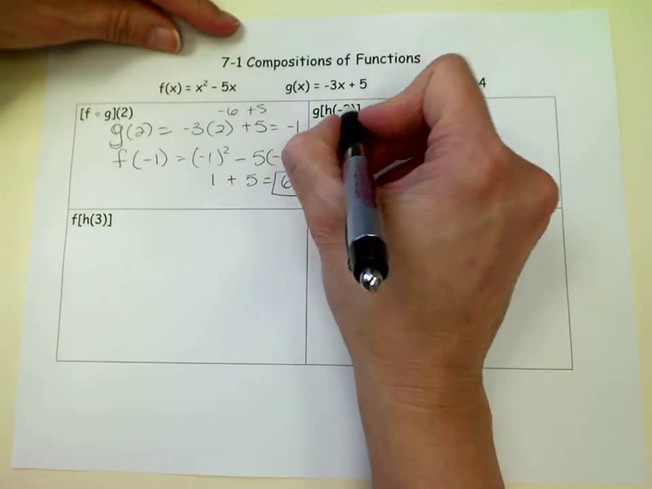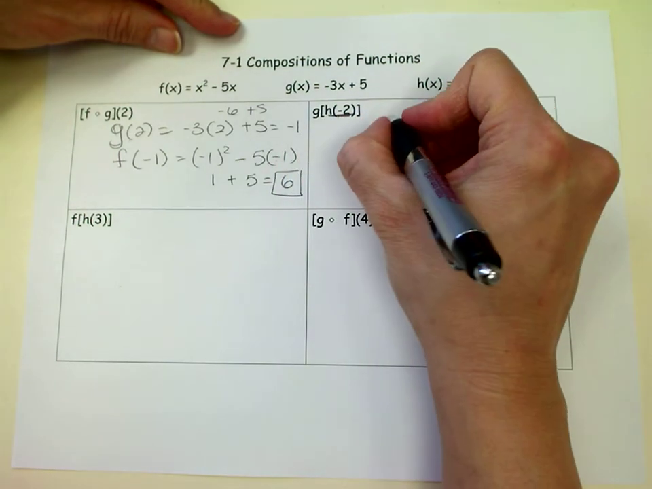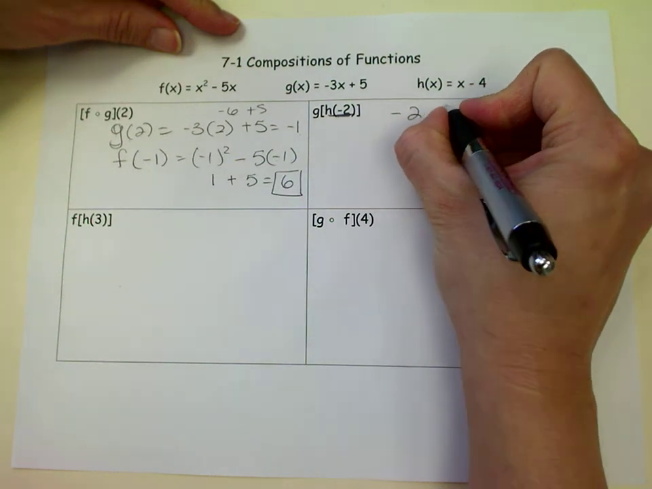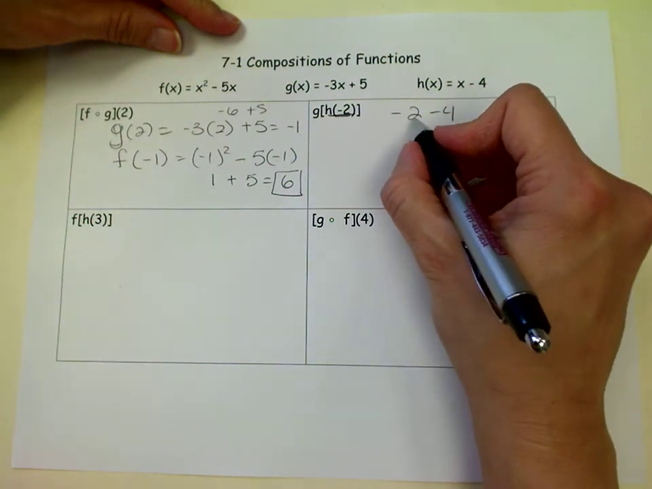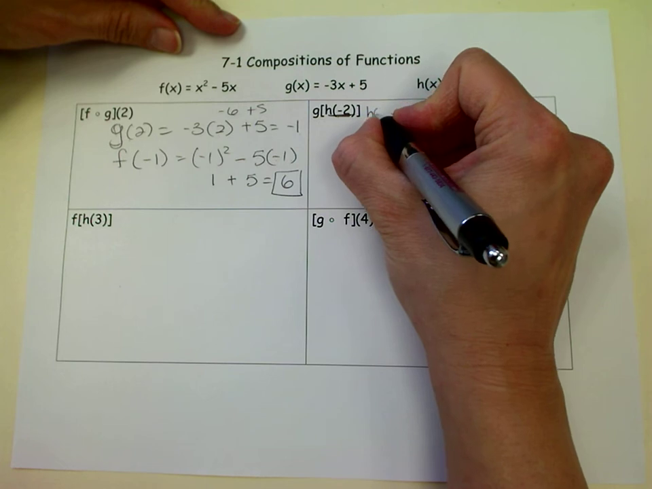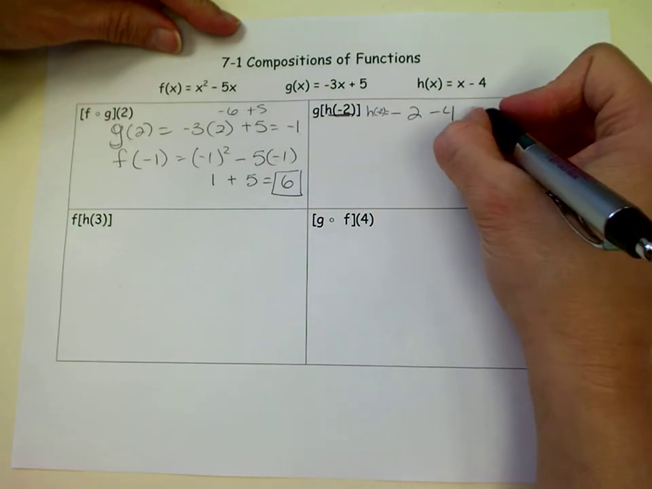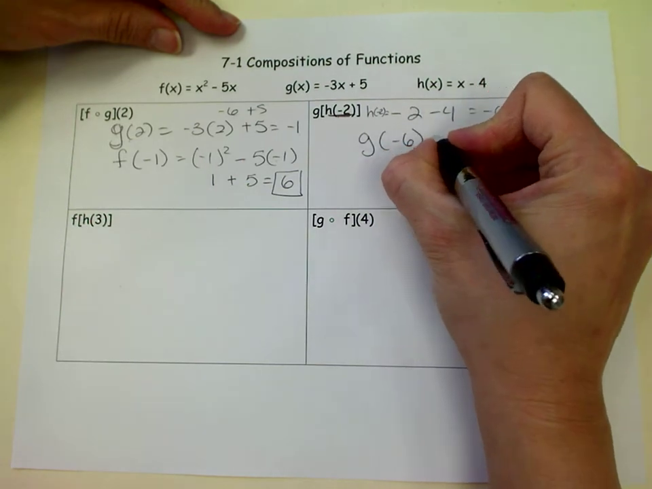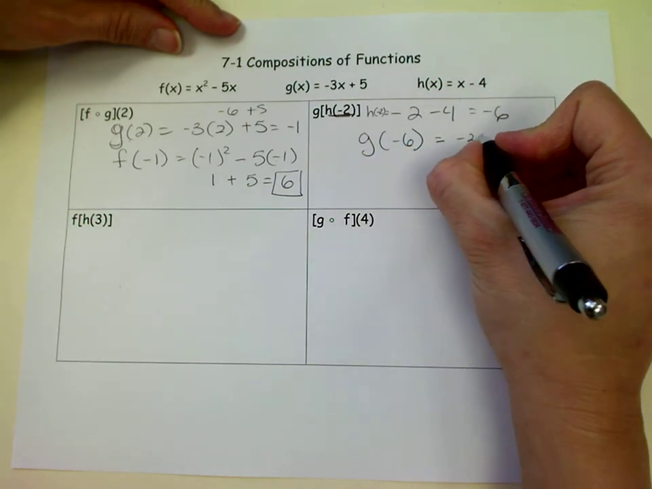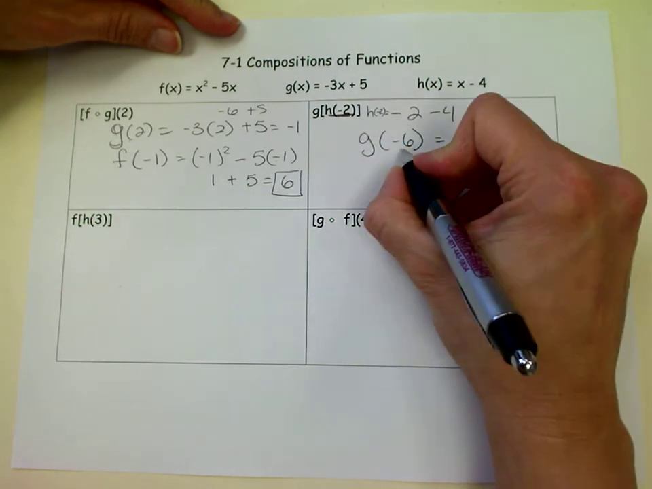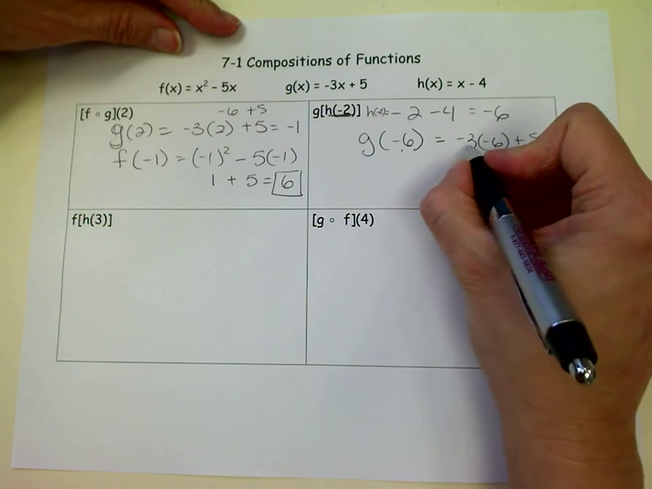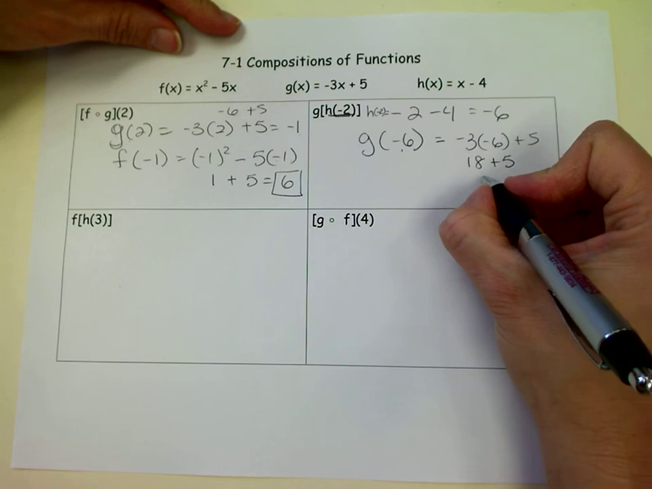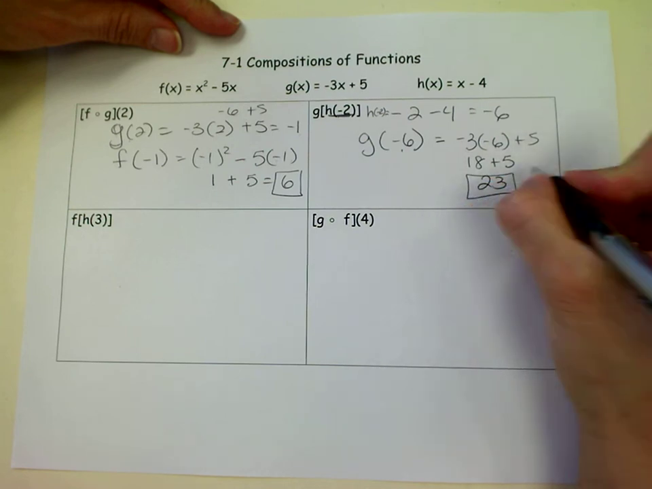Okay, let's move on to this one. First, we're going to find h of negative 2. So we take our h function, which is x minus 4, and instead of x, we put a negative 2. And I should have written that h of negative 2 is negative 6. So now we have to find g of negative 6. So we go to our g function, and every time we see an x, it tells us to put a negative 6 in. Well, negative 3 times negative 6 is 18. I'm going to add 5 to it, so I get 23.